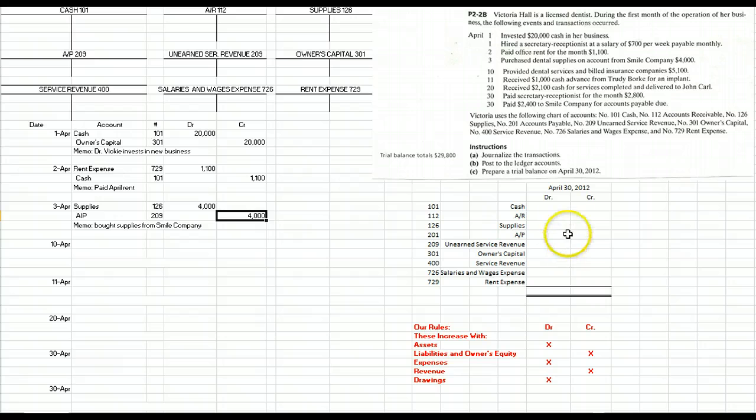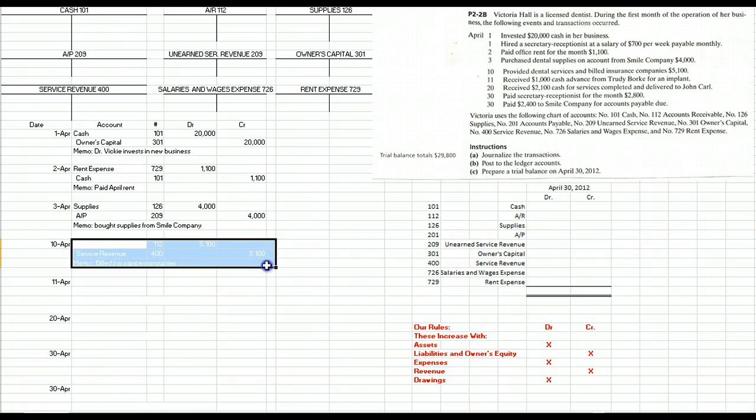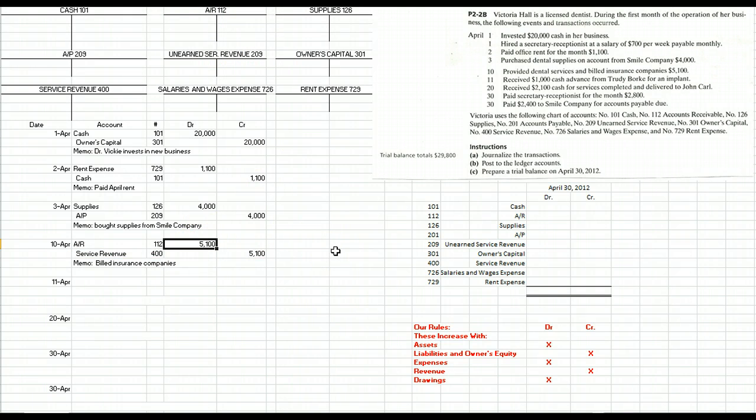It increases with credits. Then we provided dental services on April 10th and billed the insurance companies. Don't be too concerned about that. Don't get thrown off by the reference to an insurance company. If someone's going to pay us in the future, that's called an account receivable. So we debit accounts receivable for $5,100. It's an asset. It makes sense it would increase with debits. And we credit service revenue. Remember, revenue accounts increase with credits. It's earned, so it gets to go right into our revenue account.